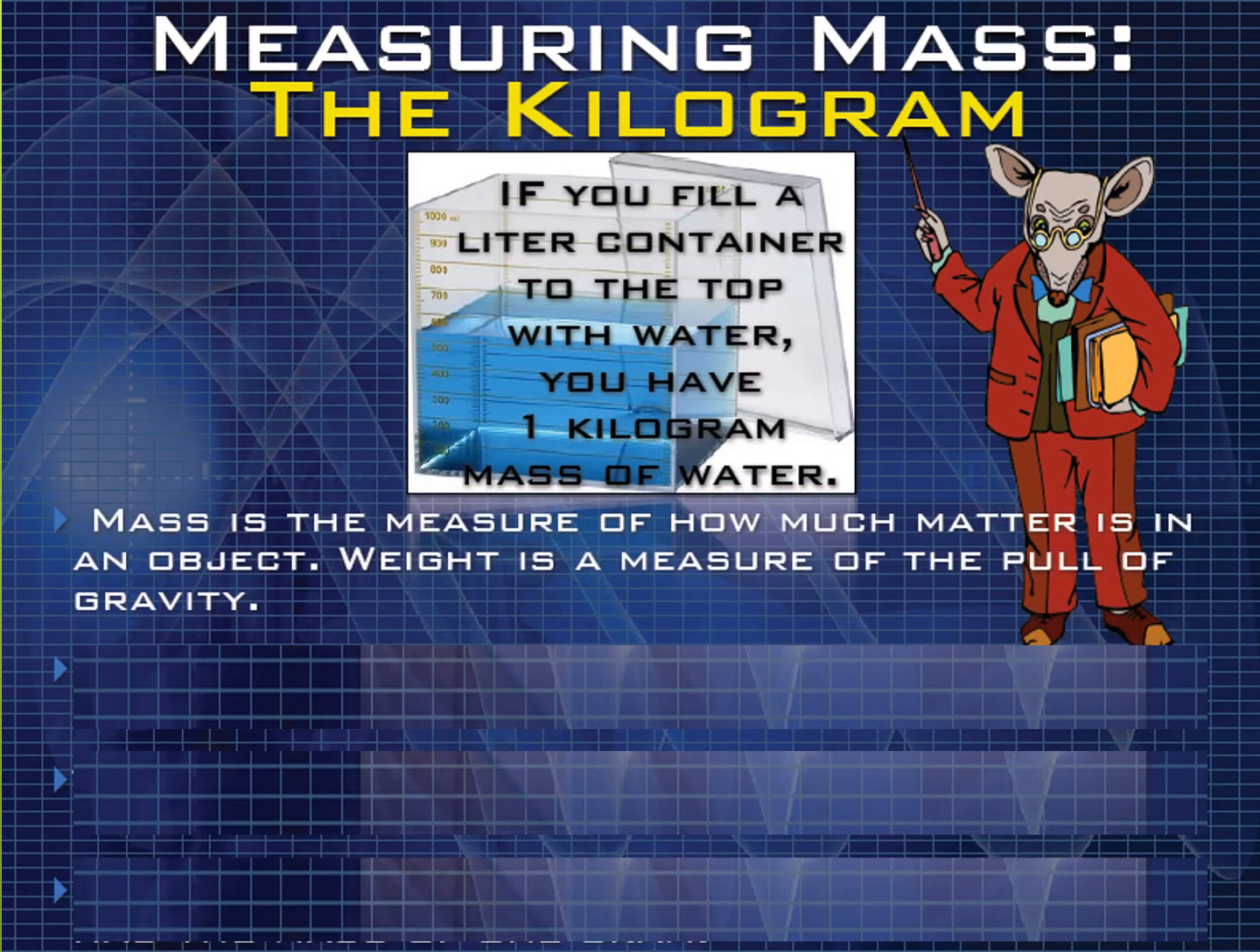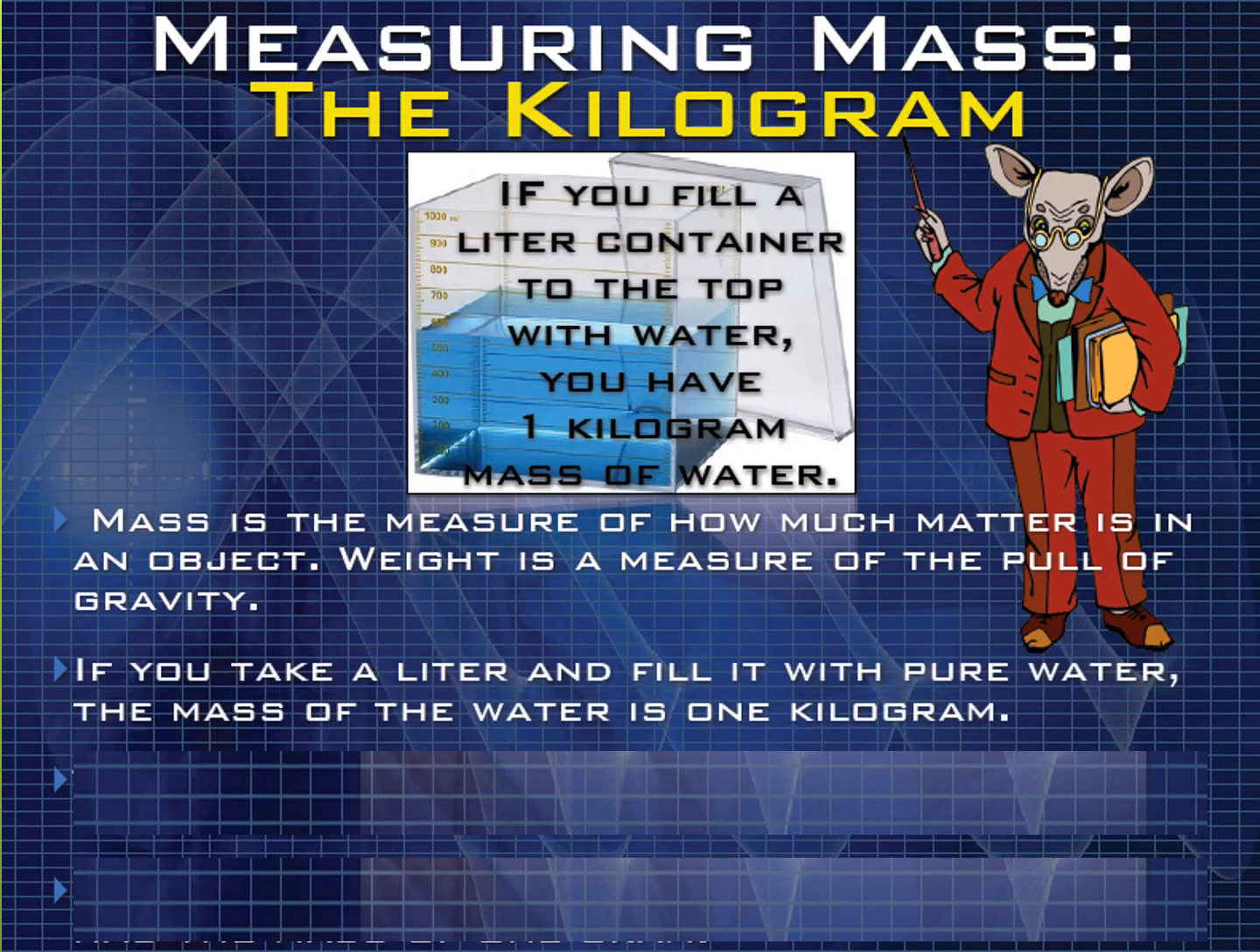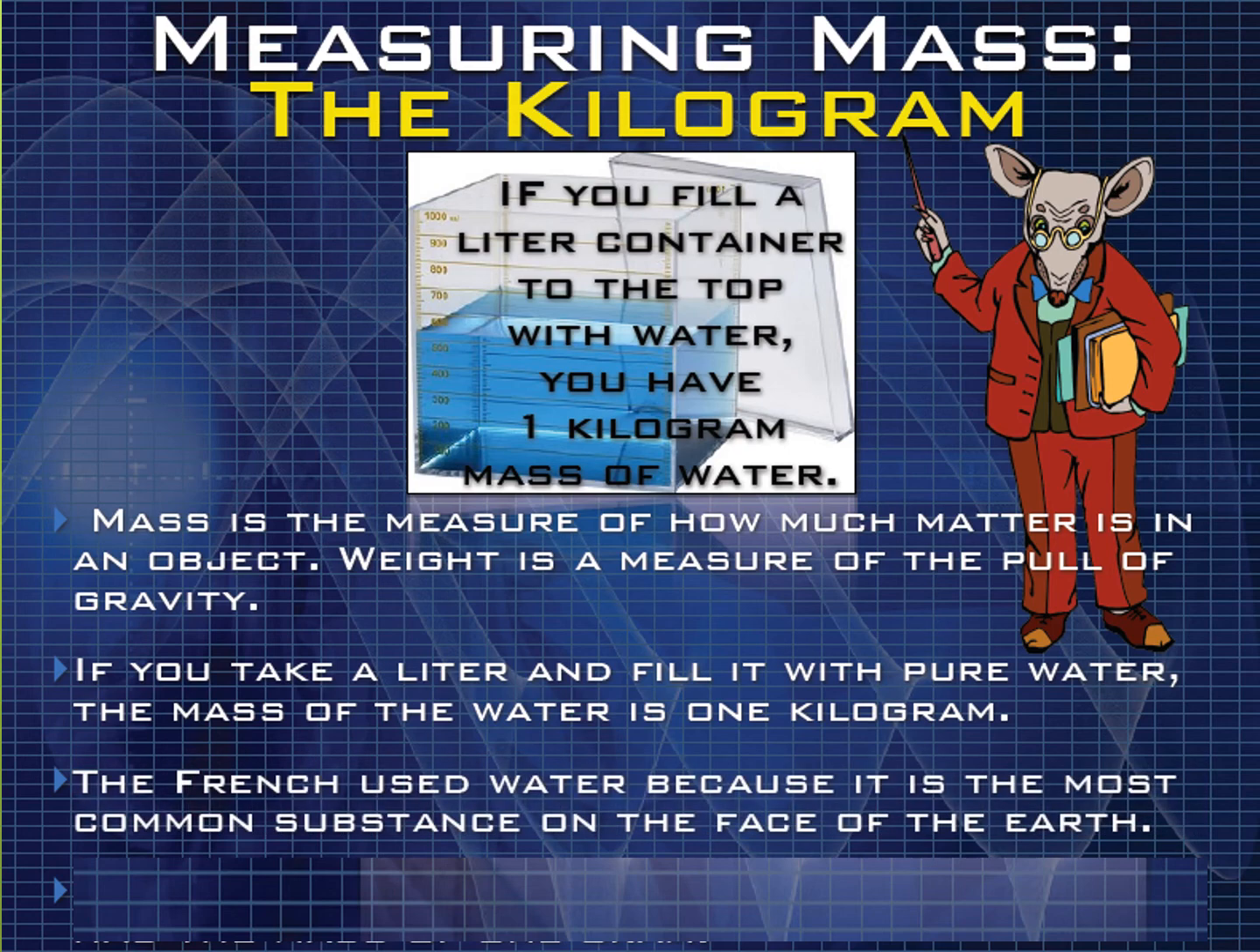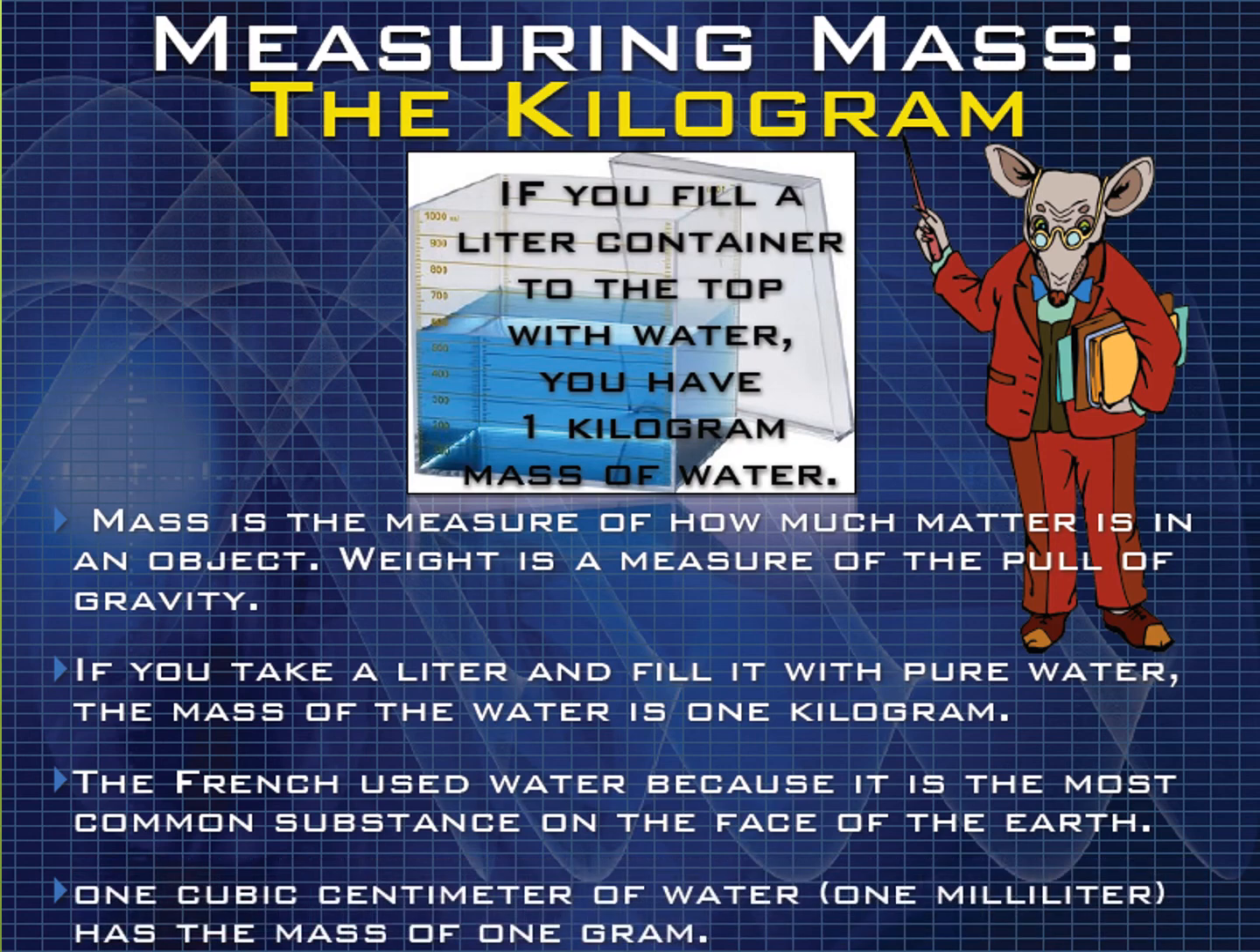Kilogram is the mass. Mass is the measure of how much matter is in an object. Weight is the measure of the pull of gravity. So weight is different on the moon and Earth, but the masses are going to be the same. So if you take a liter and fill it with pure water, the mass of the water is 1 kilogram. And the reason they use water is because it was a common substance on Earth, which still is. And 1 cubic centimeter of water, or 1 milliliter, is equivalent to 1 gram, which is the density of water, 1 gram per milliliter.